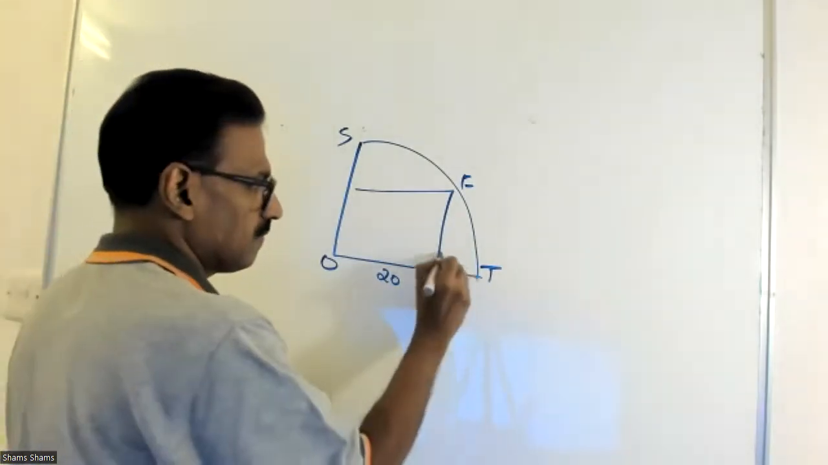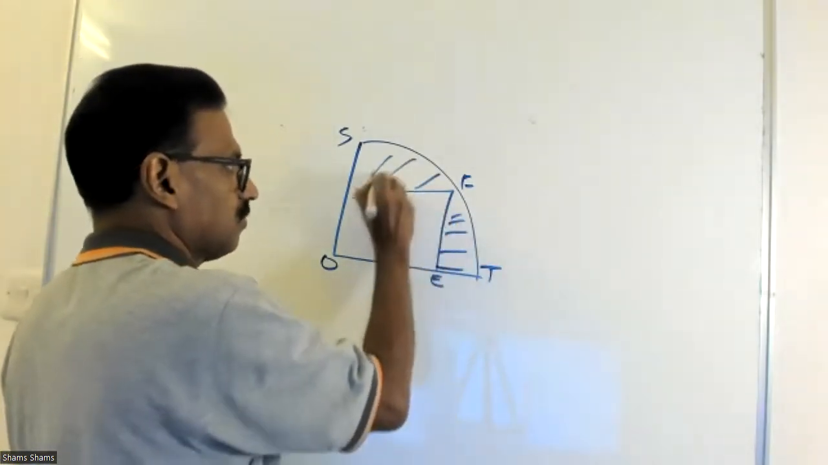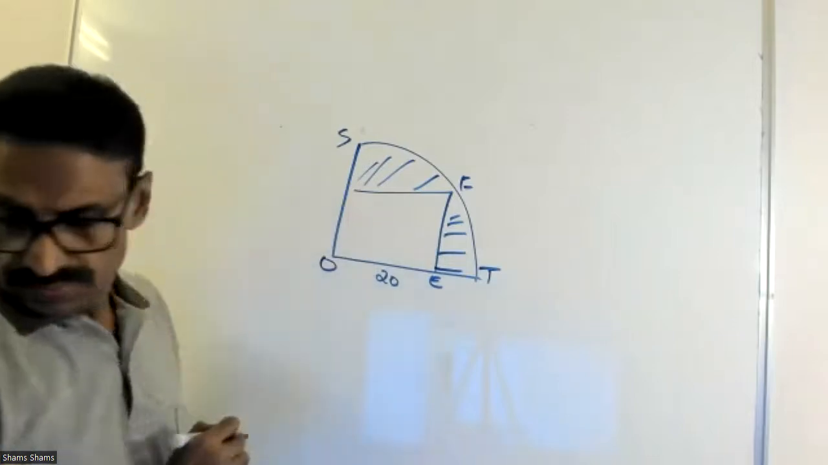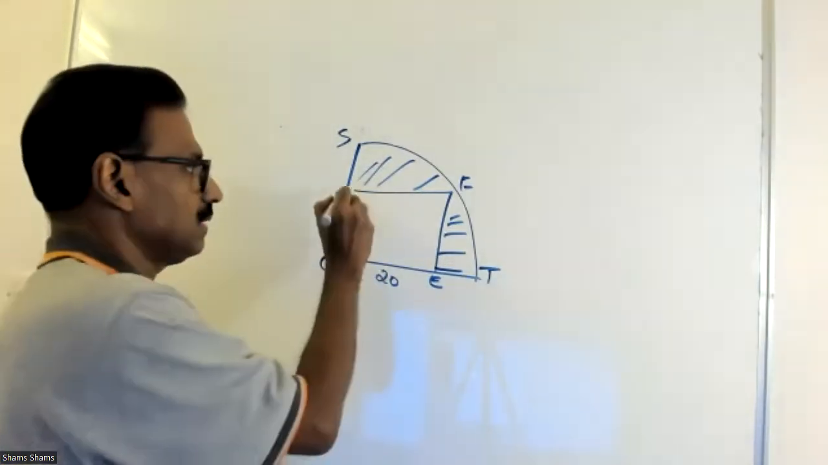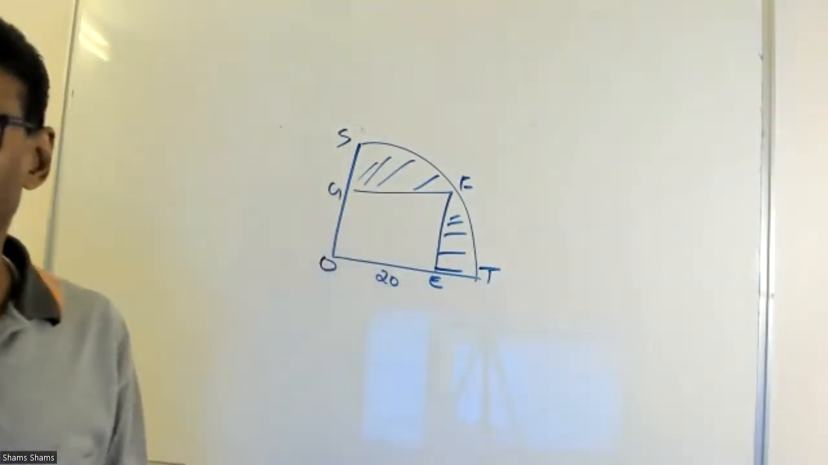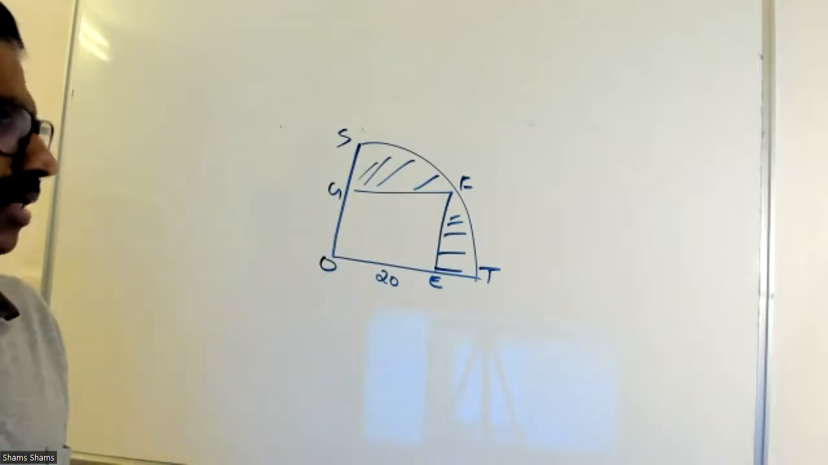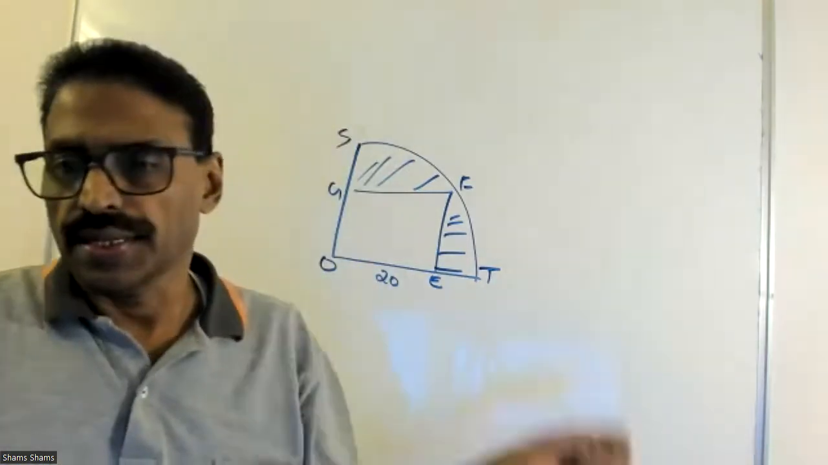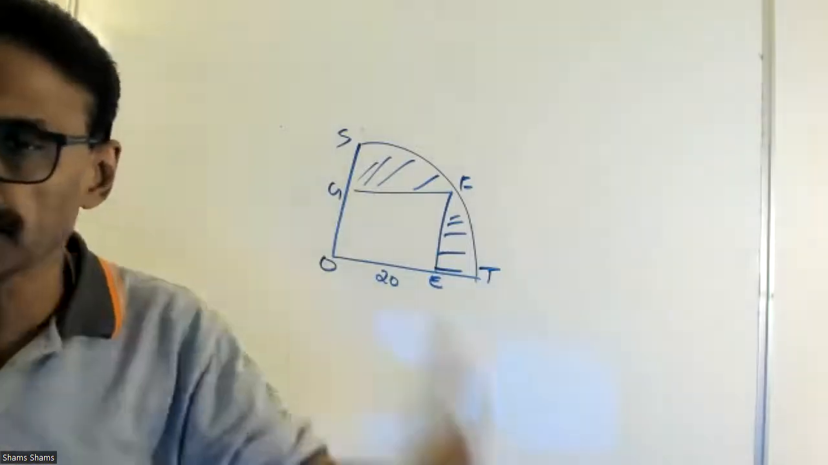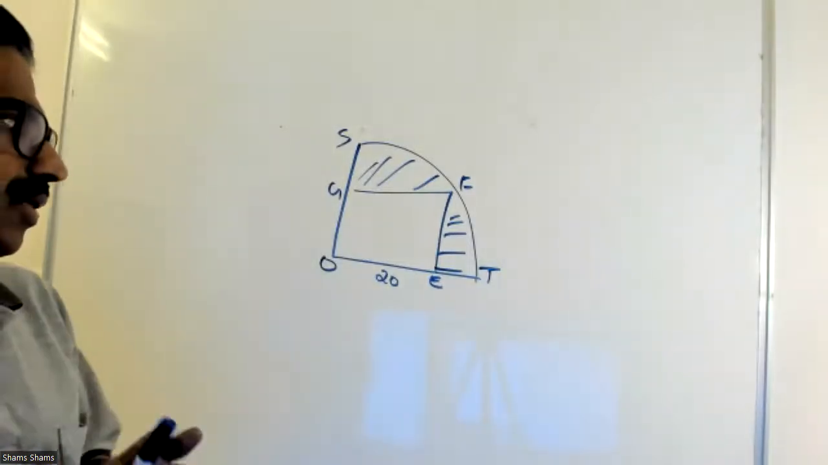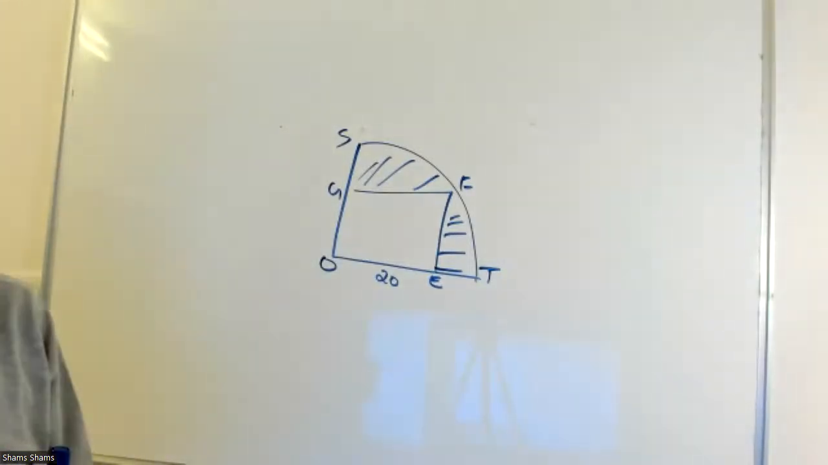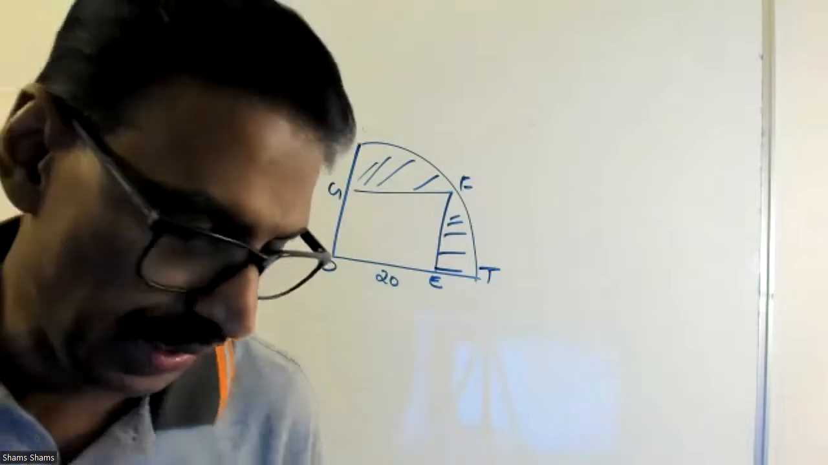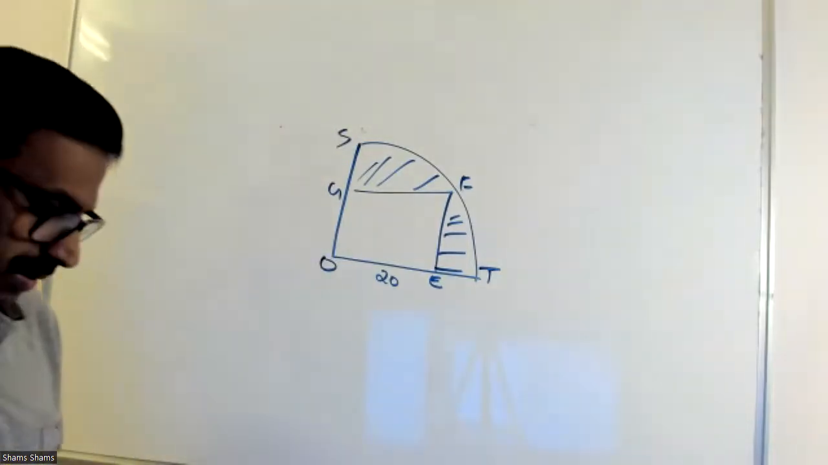Okay, this OEG. Anyone, how to get the radius? Of course, area of the quarter circle minus area of the square. Anyone can suggest how to find the area? Radius of the quarter circle.